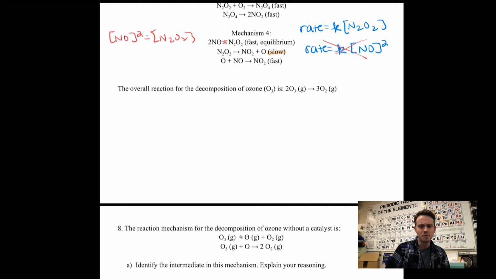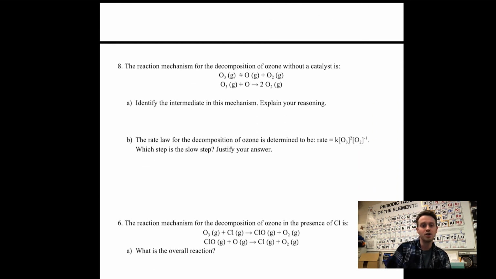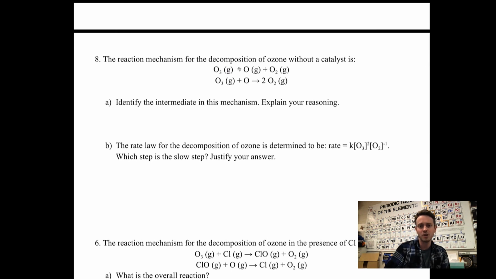Oh man, I split this on the page. That's okay. So the next part, it says that the overall reaction for the decomposition of ozone is as follows. For number 8, it says the reaction mechanism for the decomposition of ozone without a catalyst is as follows. It says identify the intermediate in this mechanism. Hopefully this is starting to feel repetitive, but hopefully you're also starting to see what the intermediates would be. So we see that O is produced in an early step, and then it is consumed in a later step, making that a reaction intermediate.